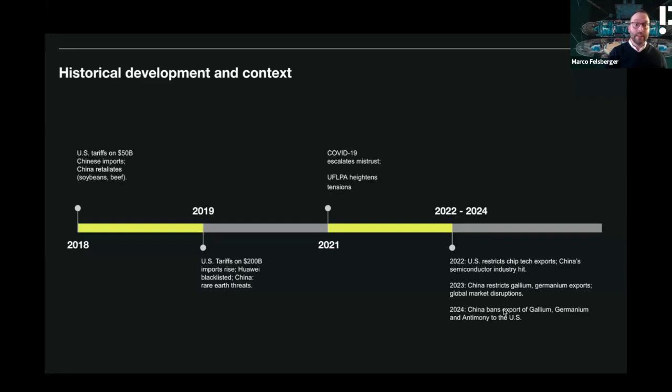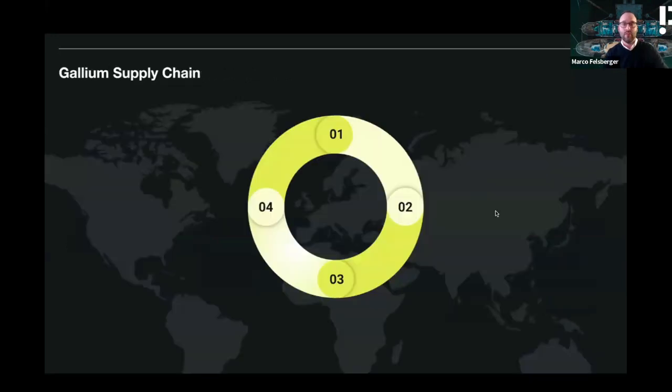Yeah, and in 2024, that's one of the reasons we are here in December, they invoked the total ban on exports of gallium, germanium, and antimony to the US. So this is the next level in the trade war, if we like to call it that way. We will now have a look at how much of an issue that is for global supply chains.